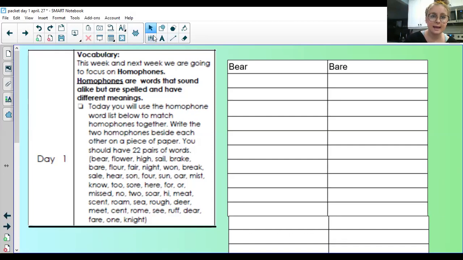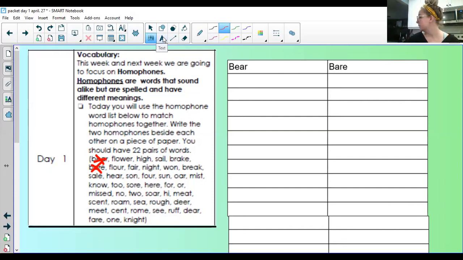Each time I pick a homophone out, I'm actually going to cross it out so you can see that it's gone. So we used bear and bare. So my recommendation to you is that you use this and cross it out as you go too.